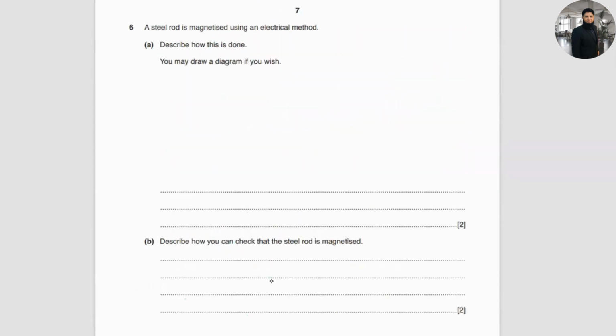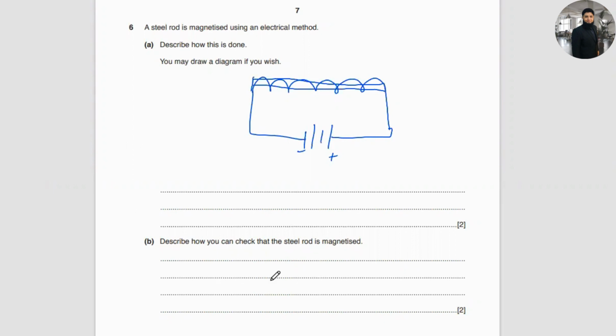A steel rod is magnetized using an electrical method. Describe how this is done. You may draw a diagram if you wish. Yes, we can draw a diagram. For that, we have a solenoid connected with the battery. This is the negative terminal, this is the positive terminal, and inside it we can put a metal bar in order to get magnetized.